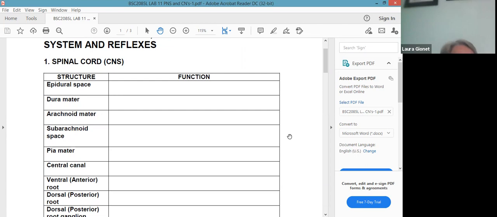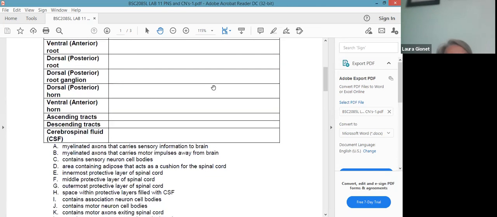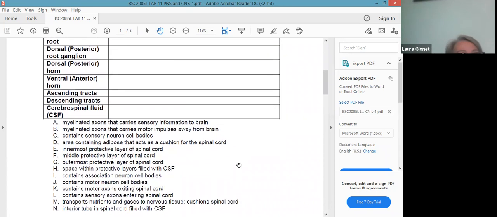We have the spinal cord, and as usual, we have a list of structures and then functions that will accompany it. We have the epidural space, the dura mater, arachnoid mater, subarachnoid space, pia mater, central canal, and so forth. So as usual, it's usually just more efficient to go to the functions and then quickly scan down the list of structures to match the function set. So that's what I'm going to do.